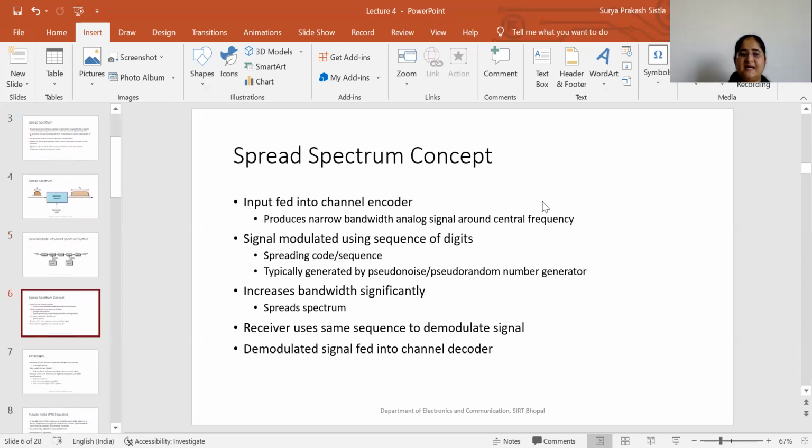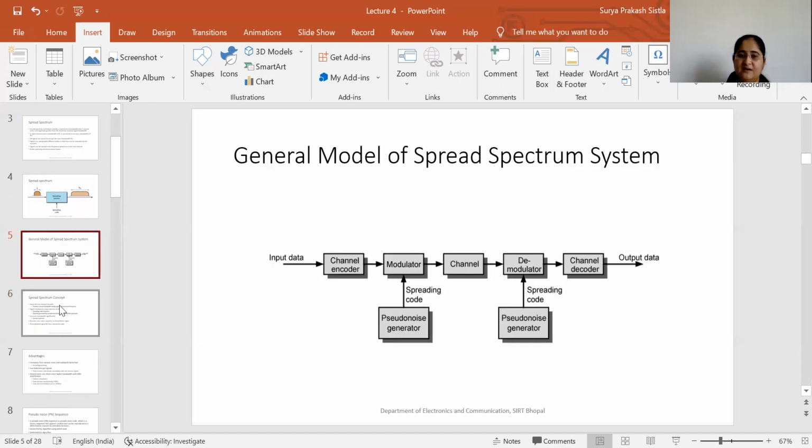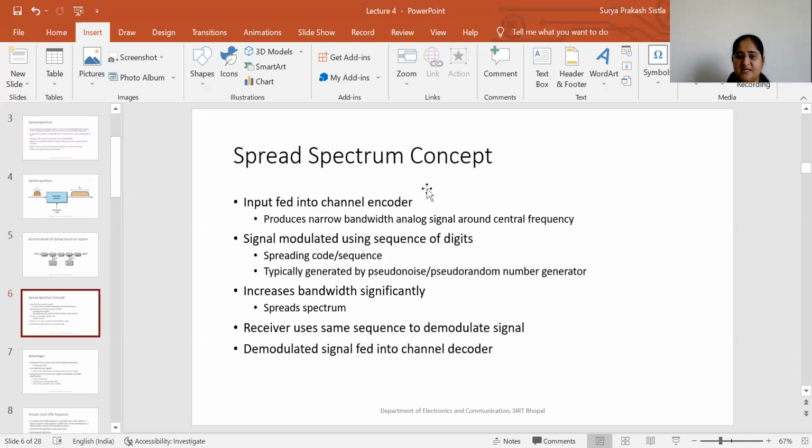Now, all the things that I mentioned in the figure are written here. The input fed to the channel encoder produces a narrow bandwidth analog signal around a central frequency. The signal is modulated using a sequence of bits, the spreading code, typically generated by a pseudo noise generator. This increases the bandwidth of the transmitted signal, so the transmitted signal is the spread signal. The receiver uses the same sequence to demodulate the signal, and at the end you will get your original signal at the demodulator.